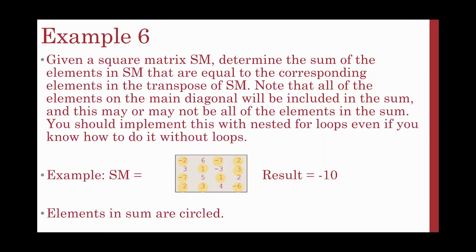So we're given a square matrix. We want to determine the sum of the elements that are equal to the corresponding elements of the transpose. We want to note that all of the elements on the main diagonal will be included in the sum, and this may or may not be all of the elements in the sum. Our code should implement this with nested for loops, even if you know how to do it without loops. We're working with loops right now. The elements that are in the sum are circled in this case, and the result is -10.